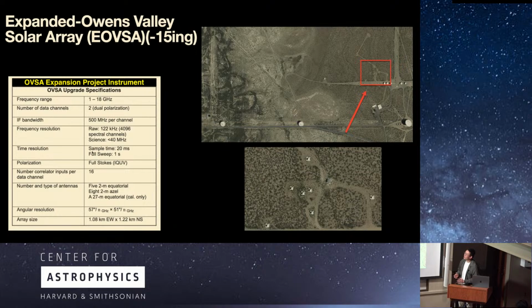But for the purpose of calibration, we also have a big guy over here at the corner. This is a 27-meter antenna used for calibration, so it observes the relatively weak astronomical sources.